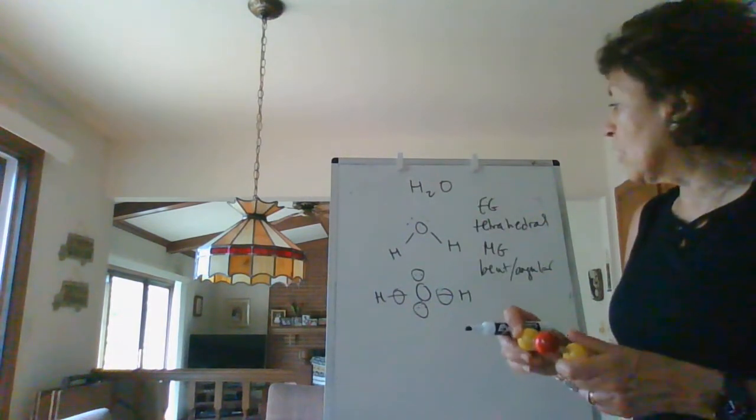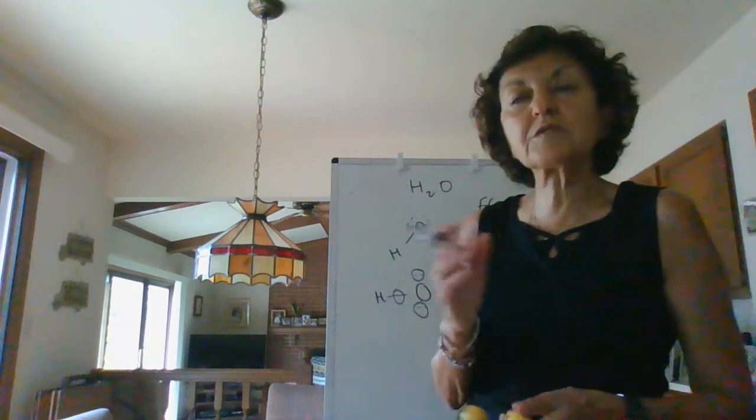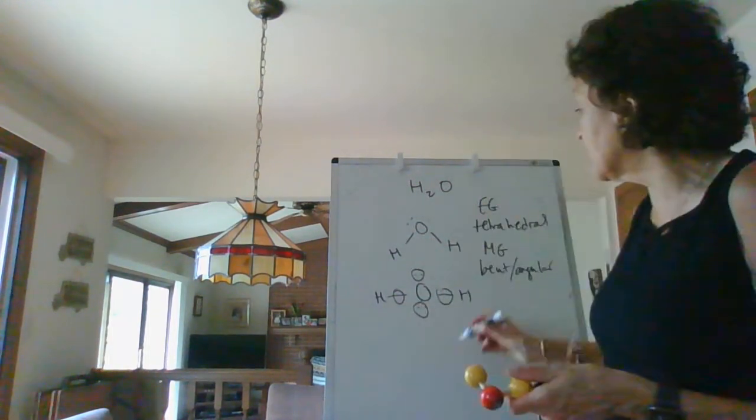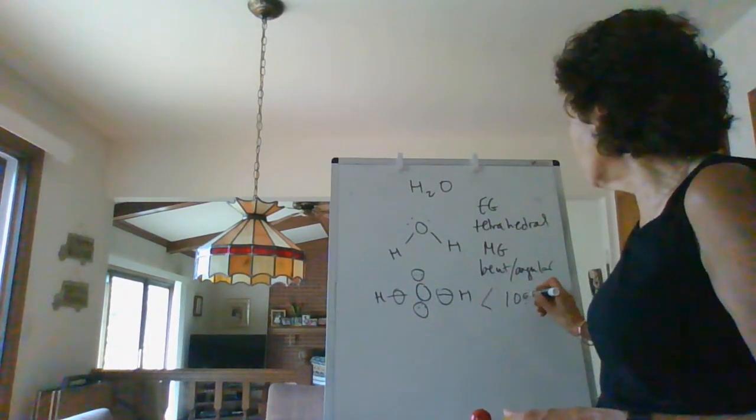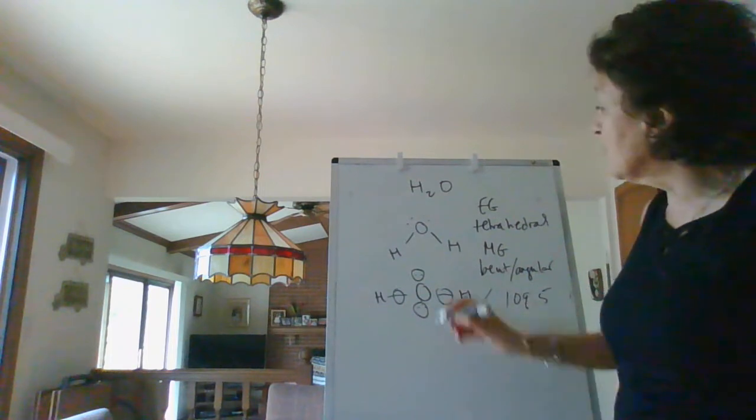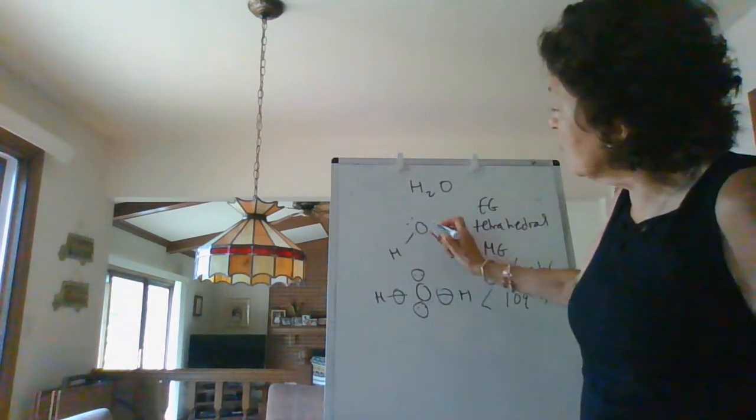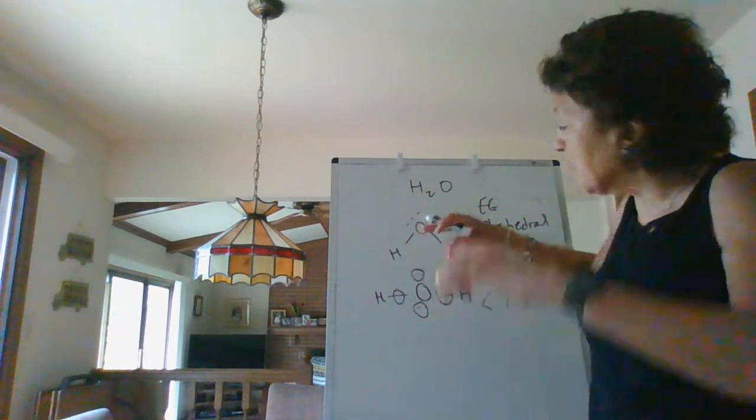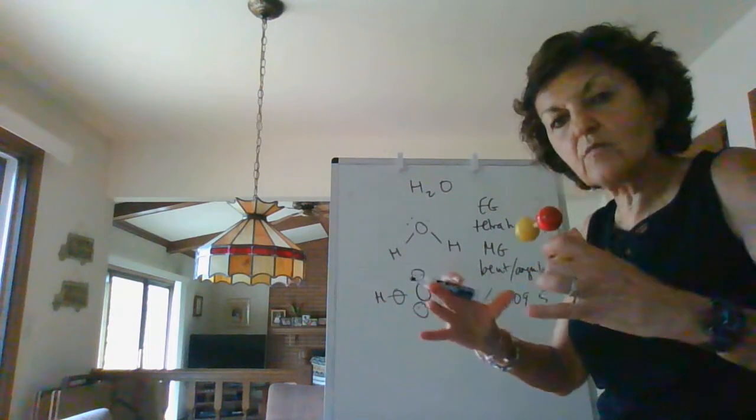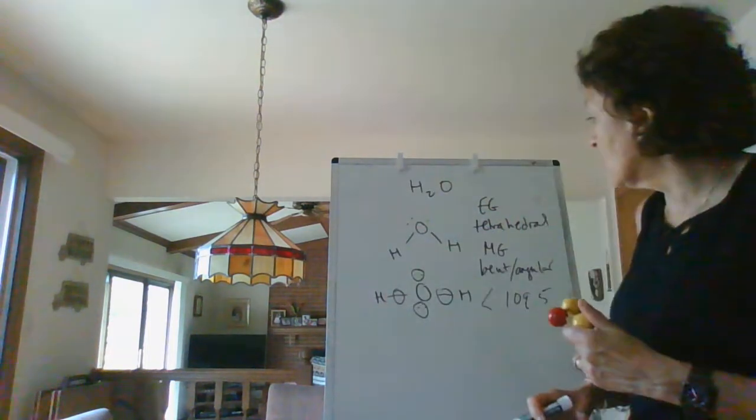Okay, what about the bond angle? So it's going to be less than 109.5. Actually, water specifically is 104.5, but bond angle is going to be less than 109.5. Why is it less than 109.5? Because these 2 lone pairs repel each other more than the 2 bonded pairs repel, so it sort of closes it even more. So instead of being 109.5, it just closes it even more.